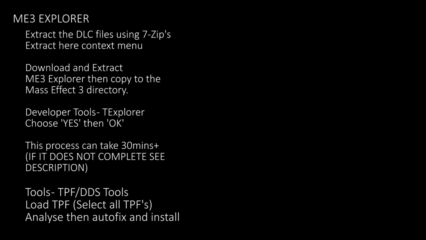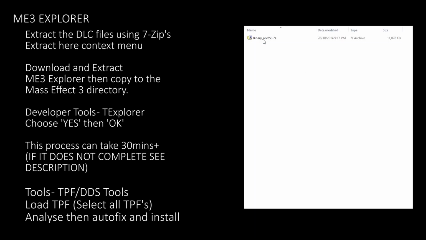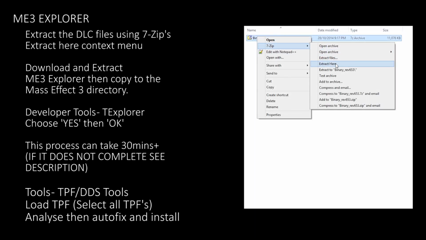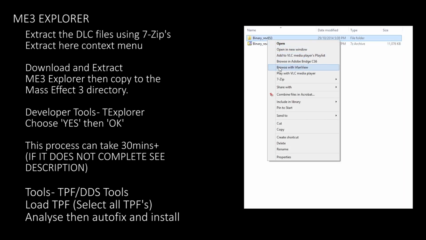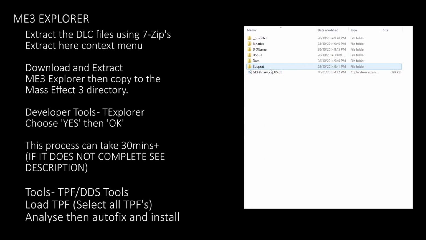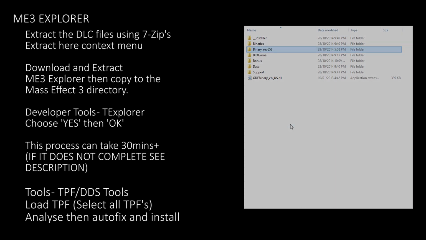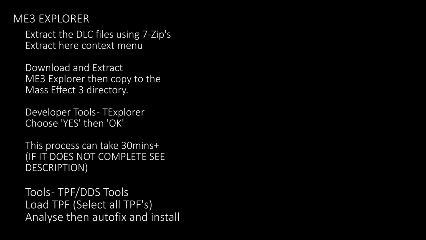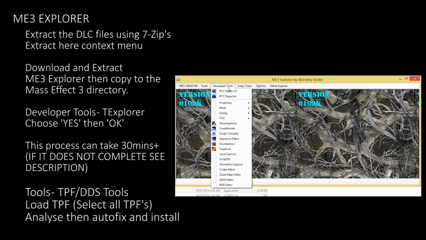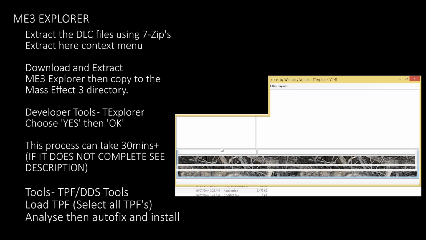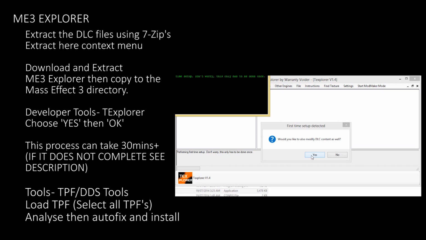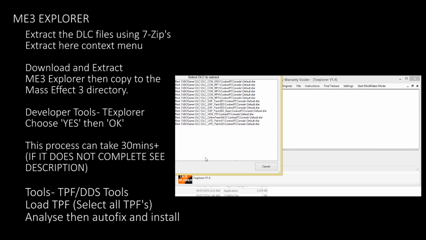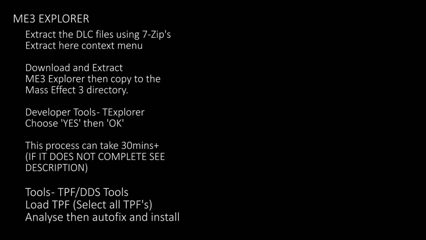Next, we move on to extracting the Mass Effect 3 Explorer. Right-click the file and extract it using 7-Zip. Then copy the resulting folder to your Mass Effect 3 directory. Open the new folder, then start me3explorer.exe. When started, choose Developer Tools, then T-Explorer. At the dialog box, choose Yes, then choose OK. This process can take 30 minutes plus.